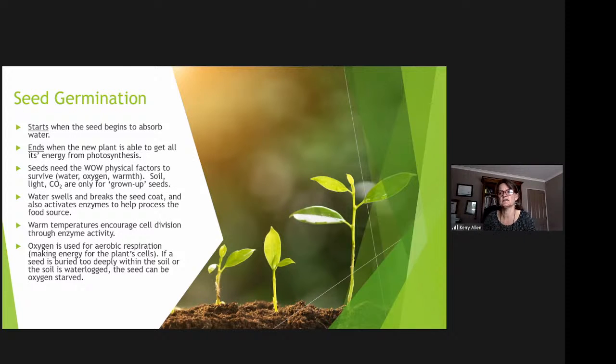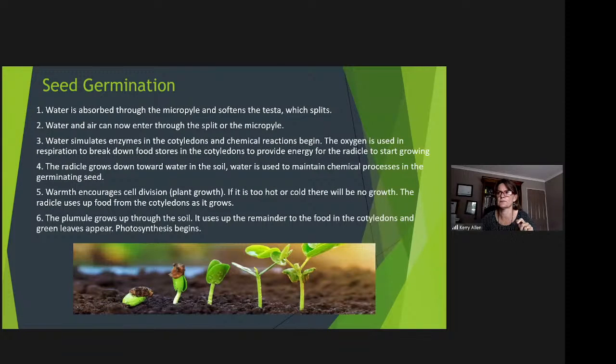It does need a little bit of oxygen to do this. So if it's too deep in the soil, it won't be able to reach the surface. If there's not enough oxygen or it's too wet, that also affects germination. Okay, this one is showing you a little bit more detail about that, so you can pause there and continue reading.